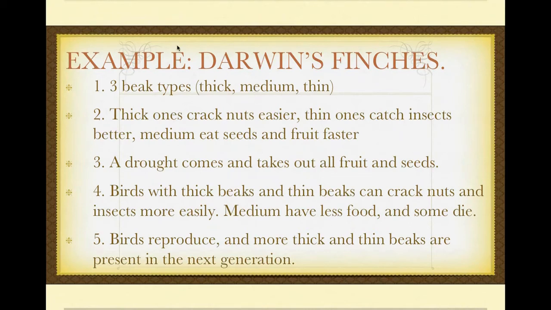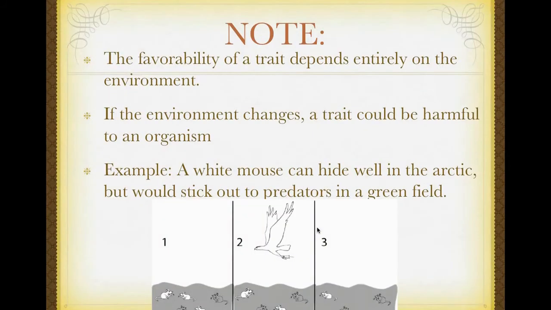Well, if you're looking back at number two, the seeds and the fruit are for medium beaks. So, birds that have thick beaks and thin beaks are going to have a food source. Medium beaks, they're not. So, the medium beaks will die out. So, that means in the next generation, there will be more thick and thin beaks and not as many medium beaks.